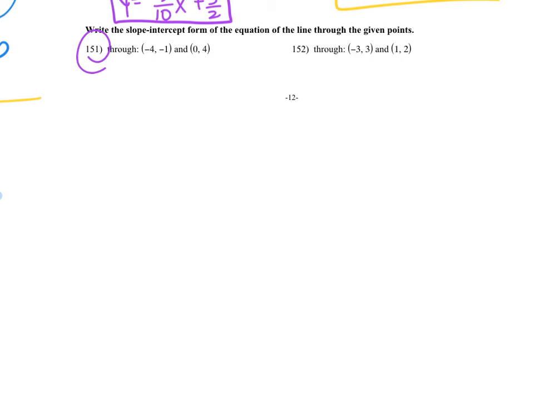So you need 2 things to write the equation of a line. You need the slope and the y-intercept. So m is I don't know, and my b is I don't know. So I know that in order to find my m, I have y equals mx plus b, right? But my m is actually y2 minus y1 over x2 minus x1.